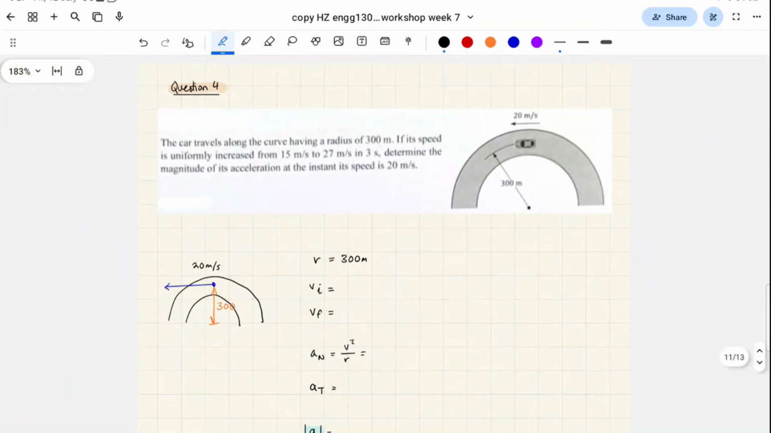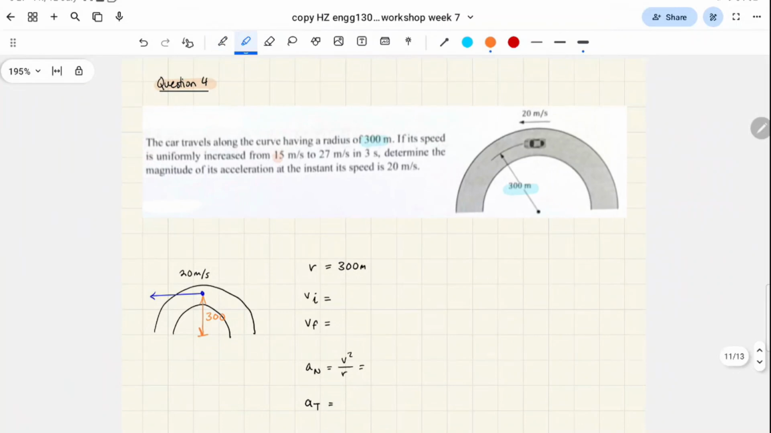Okay, basically the car travels along a curve. The radius is 300 meters. If the speed is uniformly increasing from 15 to 27 meters per second in 3 seconds, determine the magnitude of its acceleration at the instant its speed is 20 meters per second. That's what we're looking at here.